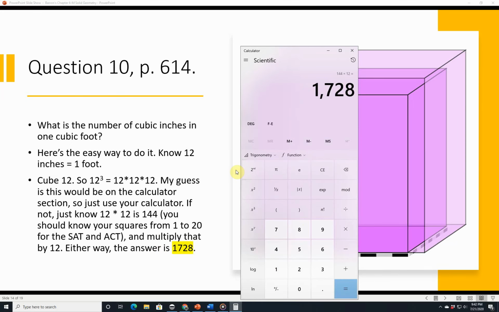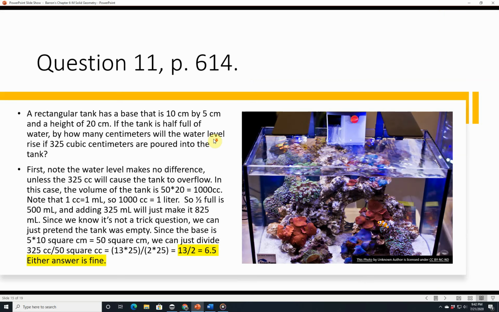If it turns out that it's on a non-calculator section, you should know that 12 times 12 is 144. I strongly suggest you know your squares from 1 to 20 for the SAT or the ACT, or at the very least up to about 15, and you want to multiply that by 12. So you can just take 144 and multiply it by 12, actually writing it down inside your test booklet if you have to. Anyway, no matter how you do it, the answer is 1728. Okay, so we're going to get rid of this calculator.